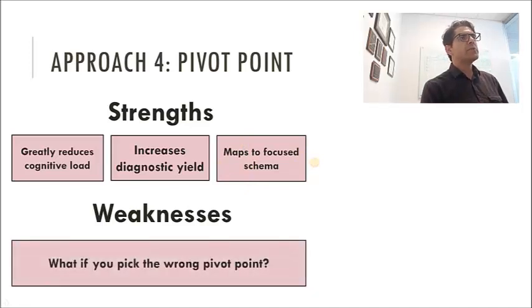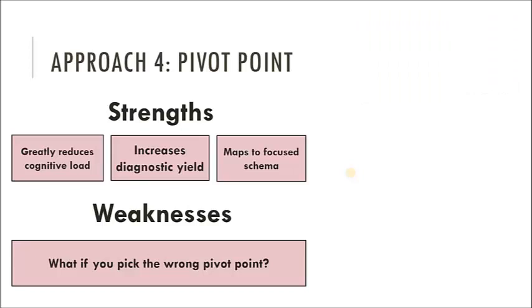The big weakness here, though, is what if I pick the wrong pivot point? So if I'm a hematologist looking at an interesting case and say, hey, let's pick up on this anemia. This is a normocytic anemia. Let's talk through that as my pivot point. Well, there might be some other glaringly abnormal problem in the case that is something I should be picking up on instead. So if you pick the wrong pivot point, you might find yourself in deep water.